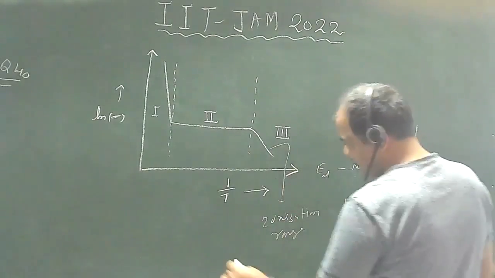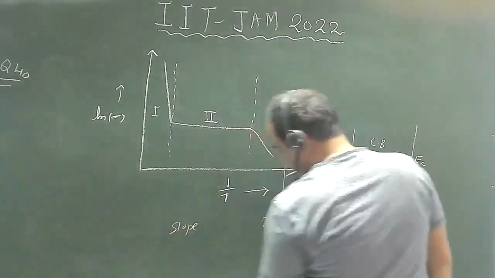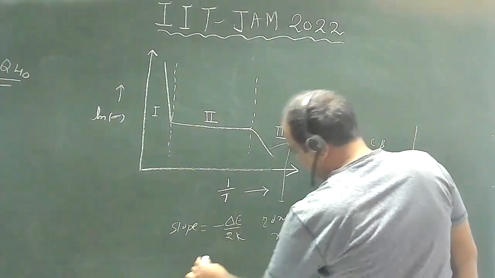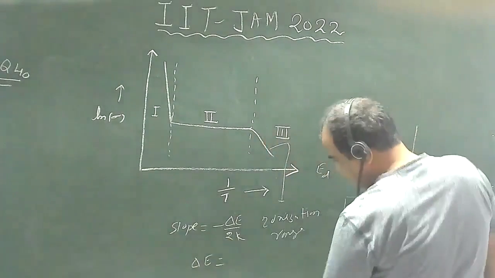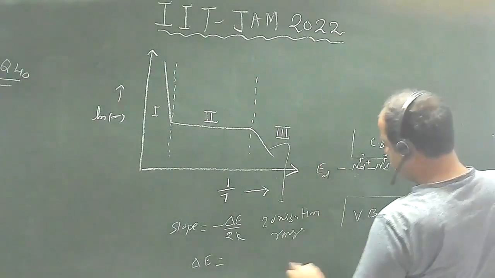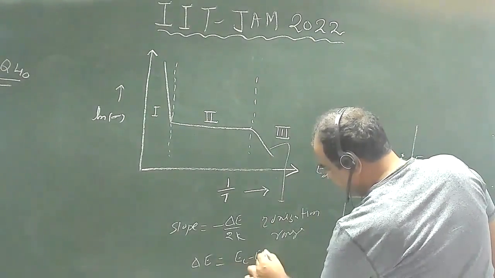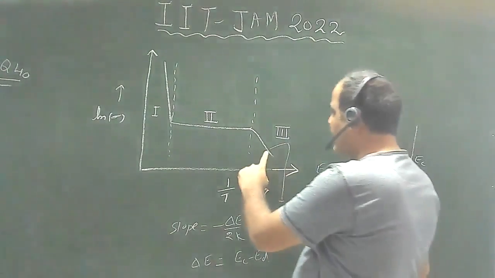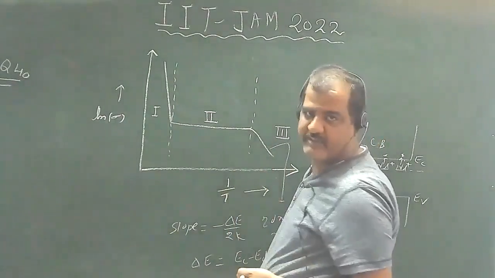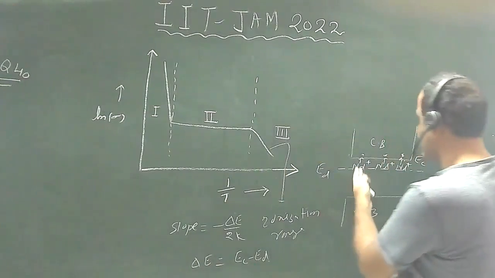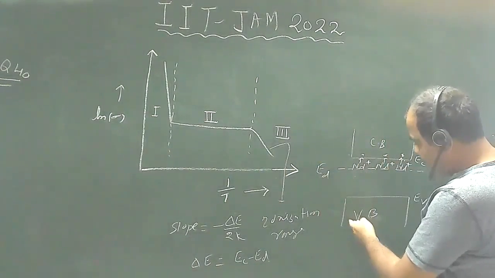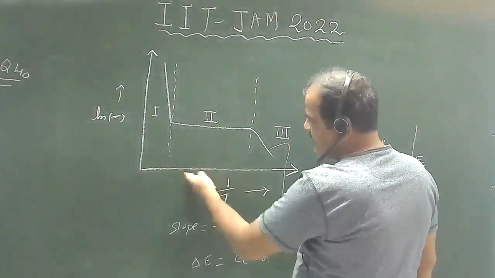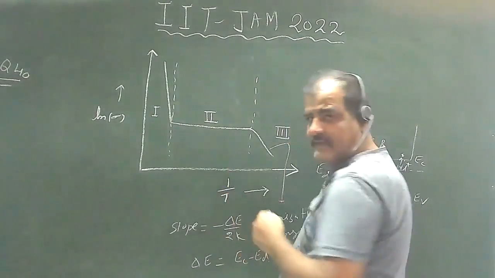The slope of this graph is proportional to the donor energy level, delta E upon 2K, where delta E is the donor ionization energy, that is EC minus ED. If you supply this much energy, first ionization will take place. Once all the atoms get ionized, you don't have more electrons to increase the conductivity, because now all the atoms are ionized. You can break the bond here, but that requires more energy. This temperature range, for silicon, comes under room temperature.